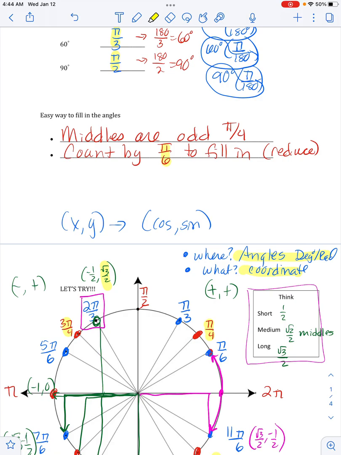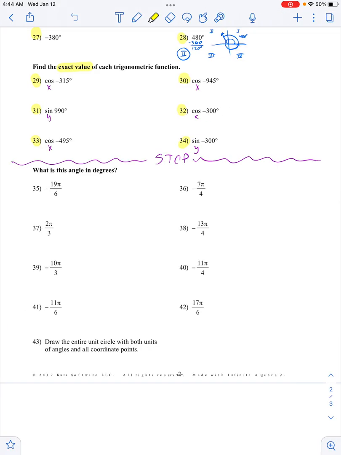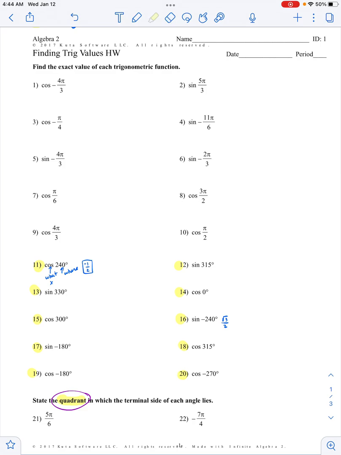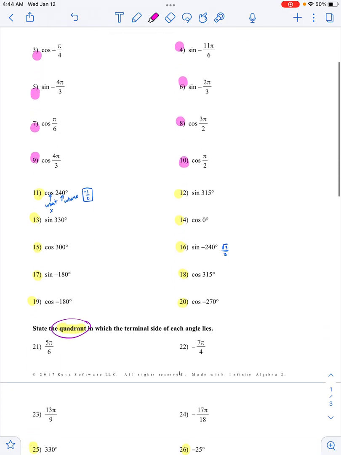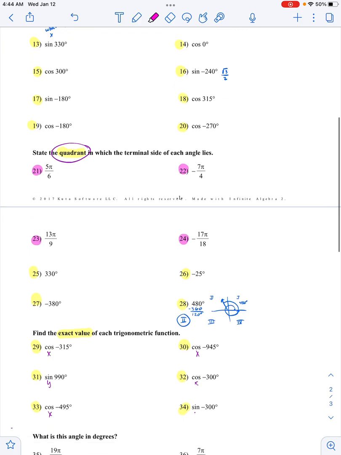So like I said, go back to the original worksheet from Monday. So what does that look like? This guy. Now we aren't going to stop anymore because now we know how to do all this. This is going to be conversion practice. So you got to do these guys. And up here, we now have the ability to go through and say, okay, we can find these spots because we know or have our unit circle labeled in radians. And then we'll be able to do these and find what quadrant they're in.